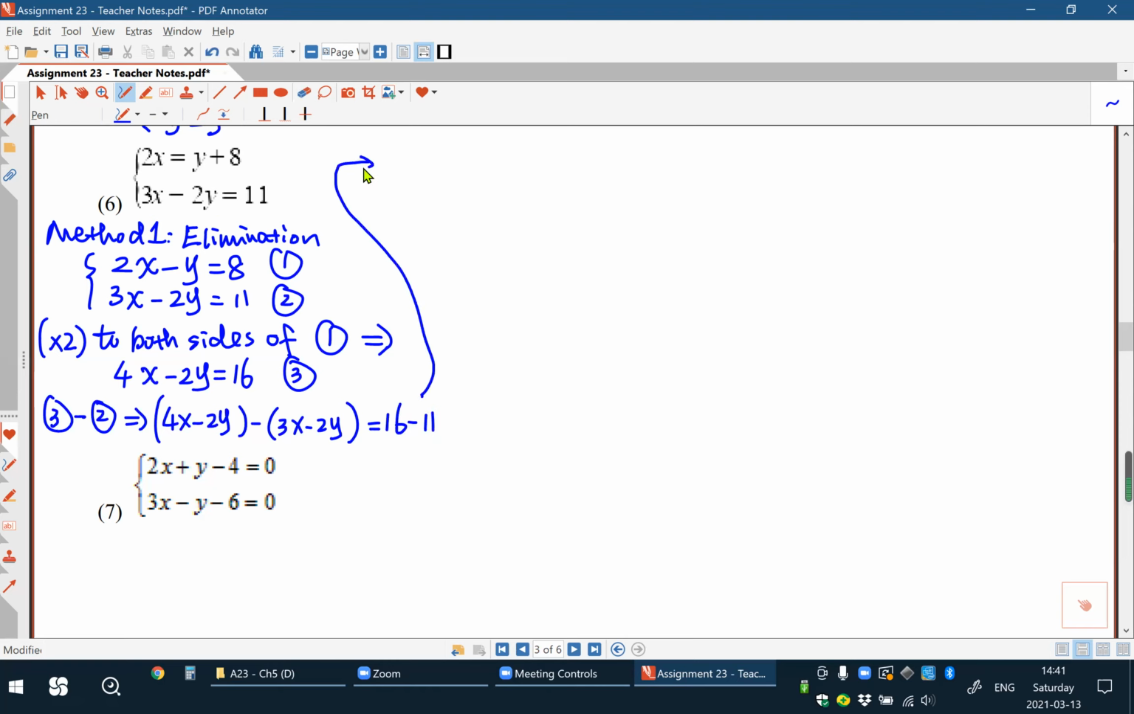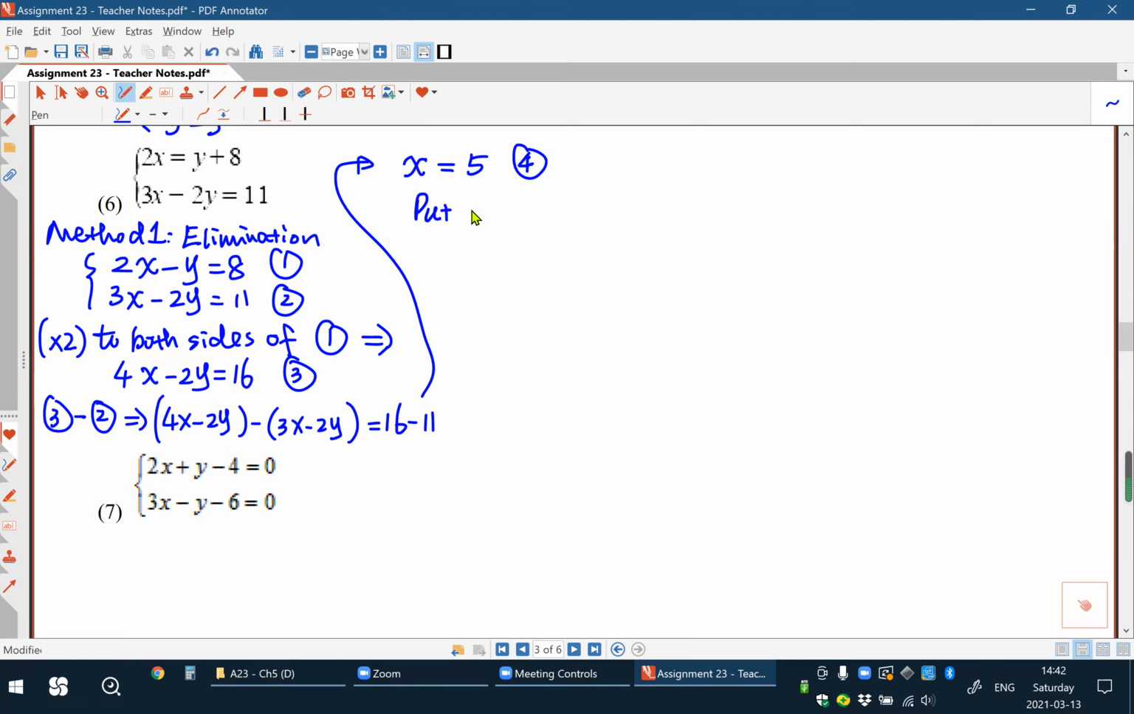Okay, let's put it here. And then this will give you 4x minus 3x is x. Minus 2y minus 2y is 0. So x equals 5. Then actually we have solved for x, right? So let's call this 4.